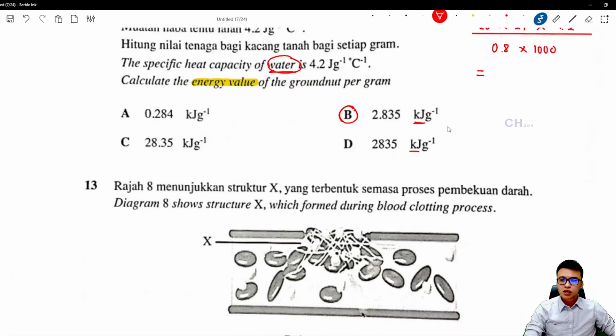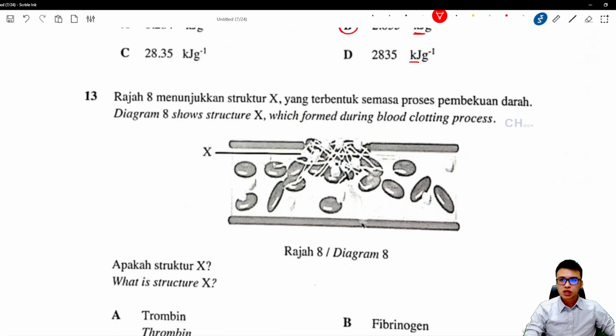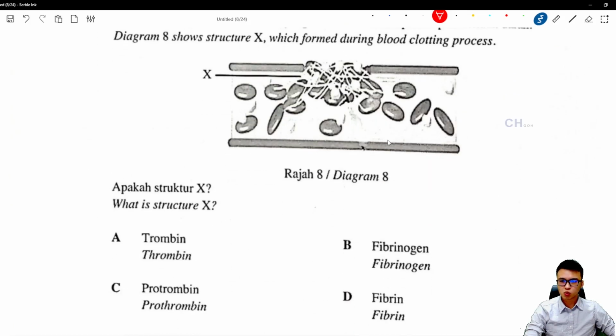Okay, let's move on to question 13. Diagram 8 shows structure X which is formed during the blood clotting process. What is structure X? Structure X is fibrin, not fibrinogen. Okay, the answer for this question is fibrin. Now, what is fibrinogen? Fibrinogen is the soluble fiber. Fibrin is the insoluble fiber. It must be insoluble, then only it can start to trap the red blood cells, correct or not? So the answer should be D.